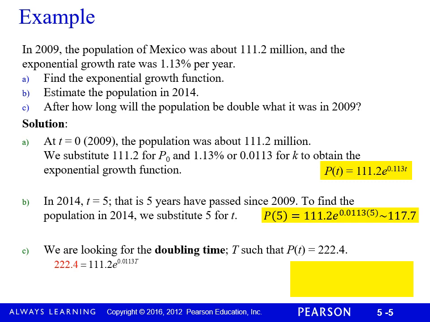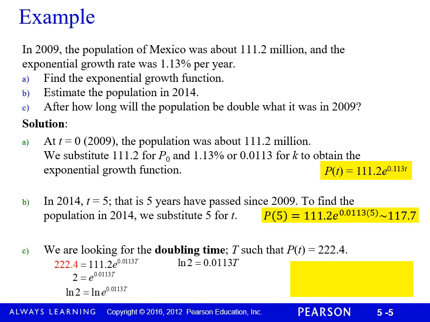This is just what we've learned to do in an earlier section. We need to get the exponent out, bring it down by taking the log of both sides. But before we do that, we're going to divide both sides by 111.2 just to make this simpler. So we get 2 equals e to the 0.0113t. We now take the natural log of both sides. And notice on the right side of the equation, since we're taking the natural log of e to an exponent and the base of natural log is e, these just cancel out and I get 0.0113t on the right side of the equation.